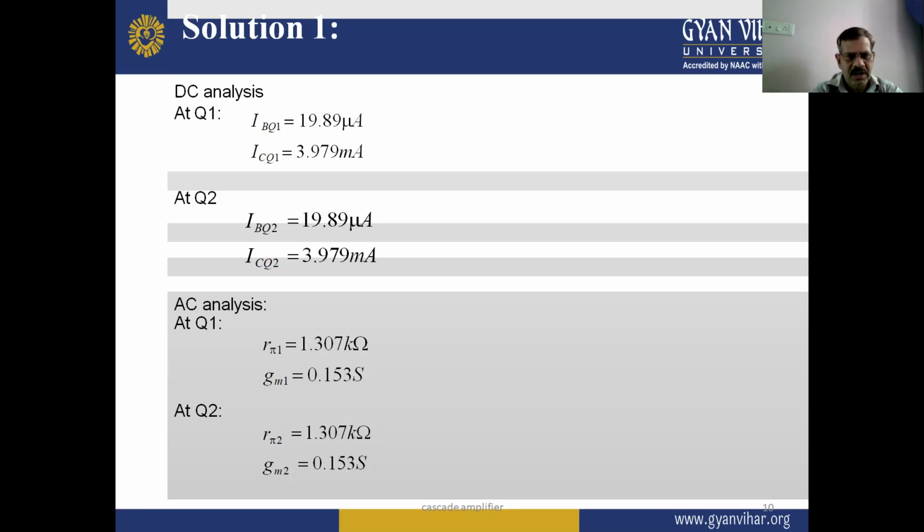that is the transconductance, will be equal to 0.153 S. And at the Q2 transistor R pi 2 equal to 1.307 kilo ohm and gm2 equal to 0.153 S.